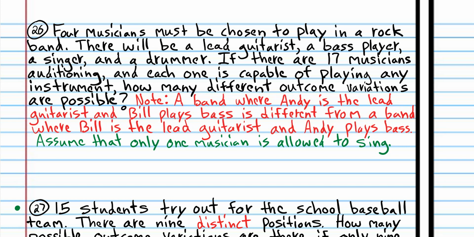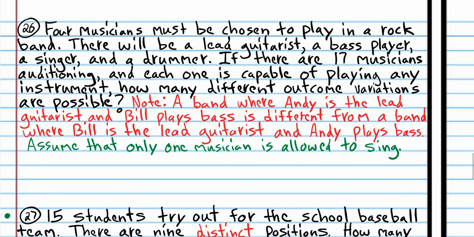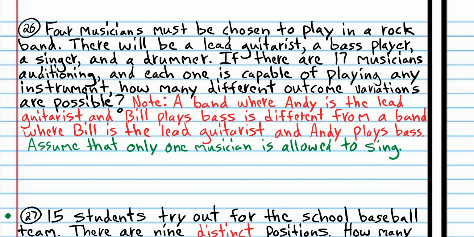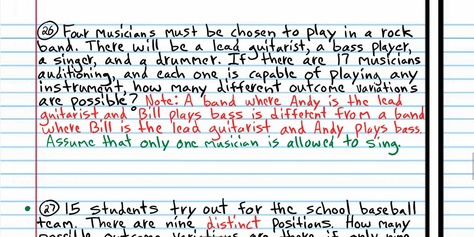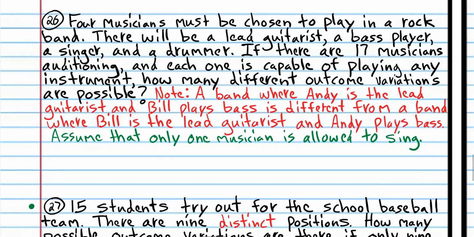So we're not allowed repetition because we're told to assume that only one musician is allowed to sing. So we can't have a musician be a singer and a bass player. We're going to choose 4 different musicians with different parts. So no repetition, but we are going to count the permutations, because again, a band where Andy is the lead guitarist and Bill plays bass is different from a band where Bill's the lead guitarist and Andy plays bass. So I know that this is confusing, but we're going to choose the first musician. How many choices do we have?